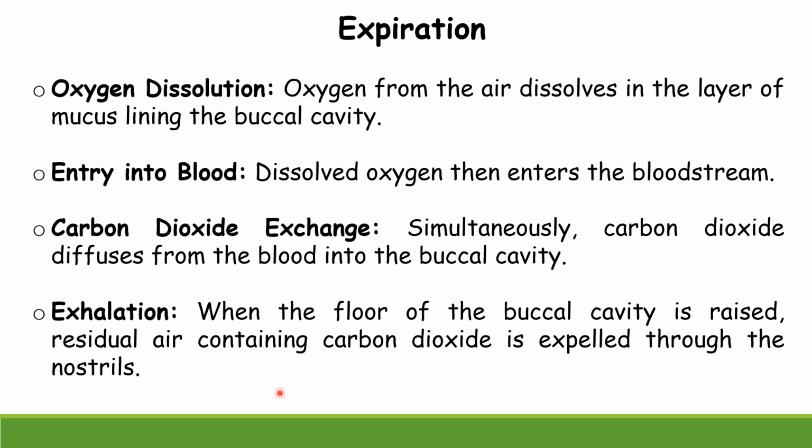For this step, when the floor of the buccal cavity is raised, the buccal cavity space decreases. Automatically, the carbon dioxide is expelled outside with force through the nostrils. So this is how inspiration and expiration happen simply with the lowering and raising of the buccal cavity floor. When the floor is lowered, air enters the buccal cavity. In the next step, when the buccal cavity floor is raised, the CO2 present inside the buccal cavity is forcefully expelled. So this is how buccal respiration happens with the help of the mucus lining present inside the buccal cavity.